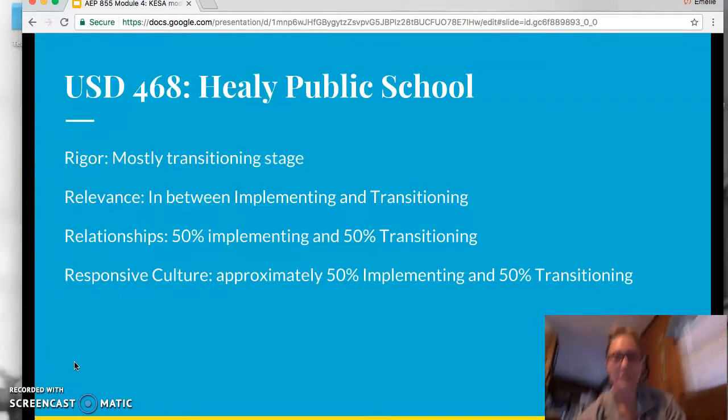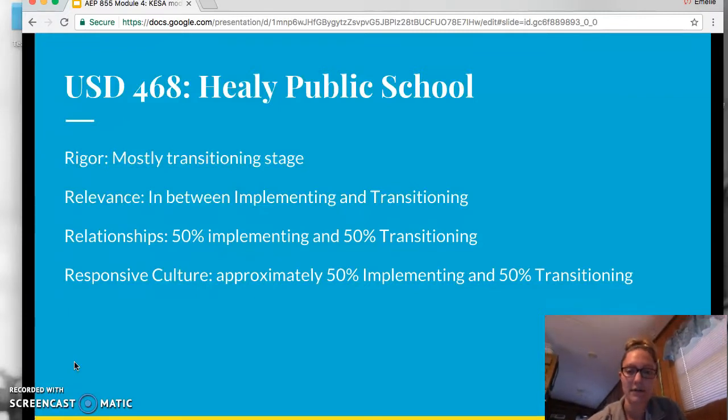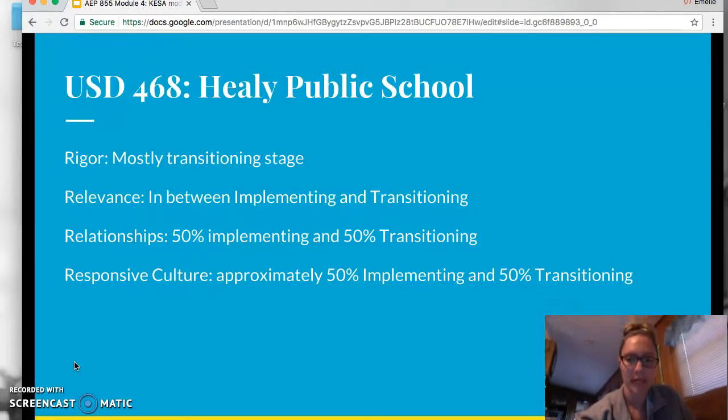So for rigor, we're mostly in transitioning. For relevance, we're kind of in between. If you would look at it as a scale, we're more in between implementing and transitioning. For relationships, we're about 50% implementing and 50% transitioning. We found there that we're really close to transitioning, we're just missing the data collection part. So it won't take long for us to get to the transitioning side. And then with responsive culture, same thing as relationships.